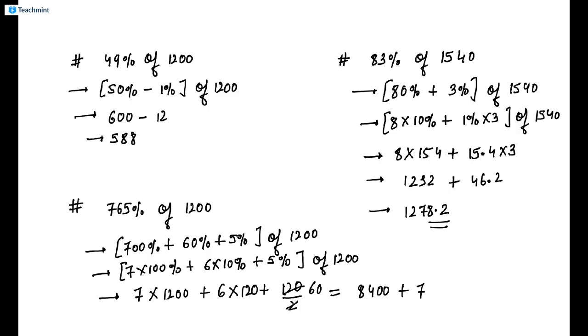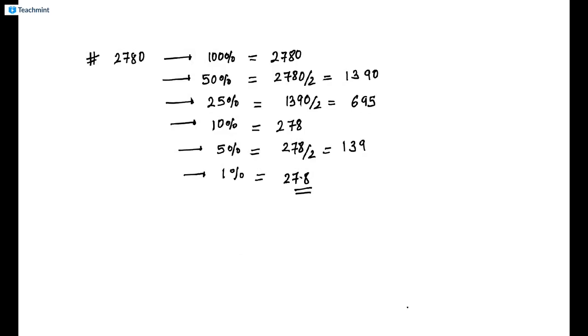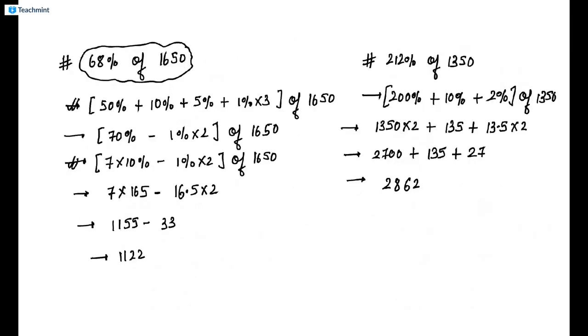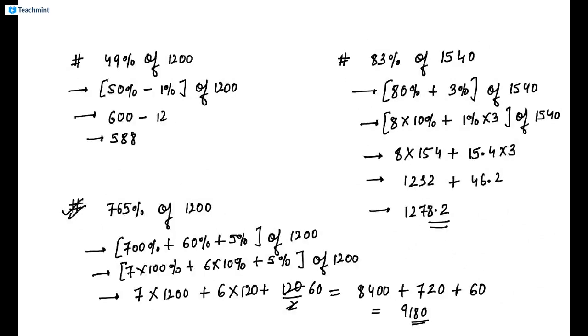Oh beta, it is 120. Sorry, 10% is 120. 10% of 1200 is 120, the decimal came here. 720 plus 60. So what will you get? Just keep these things in mind. Add. Yeah. It is 9180. So very easily, with this understanding of the 6 basics, you can easily calculate these things. I hope why I taught these 6 parameters is very clear to all of you.